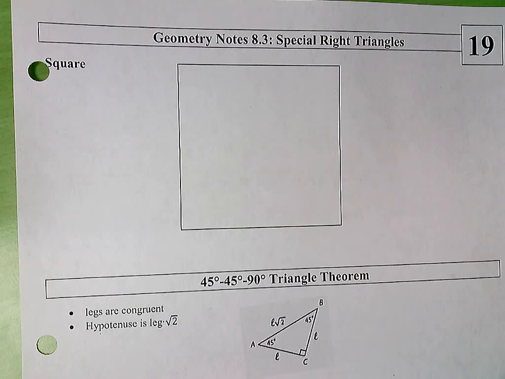So today we're going over special right triangle rules. Okay? So first off here, I have a square. What do you know about a square? It has 4 sides. What do we know about those sides? They're all equal to each other.